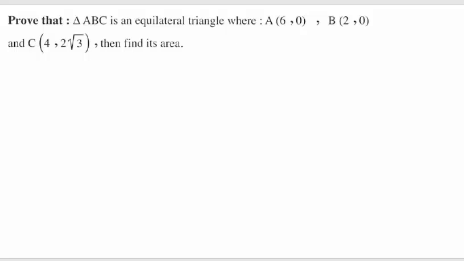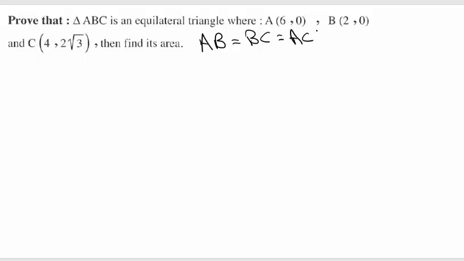Prove that ABC is an equilateral triangle. What is the meaning of an equilateral triangle? Oh, I know that the equilateral triangle is the triangle whose sides are equal. So he is asking me now to prove that AB equals BC equals AC.